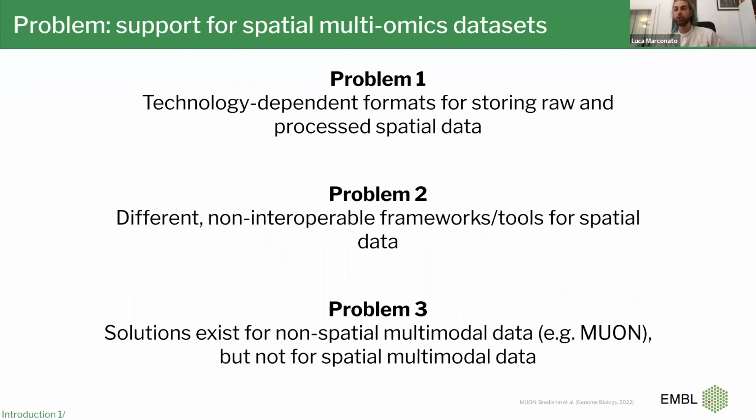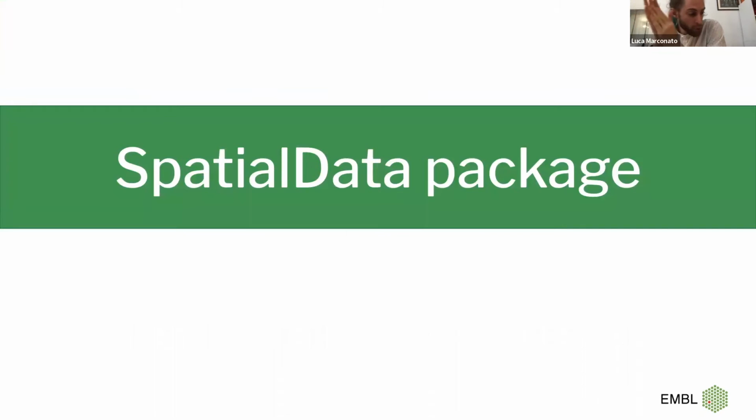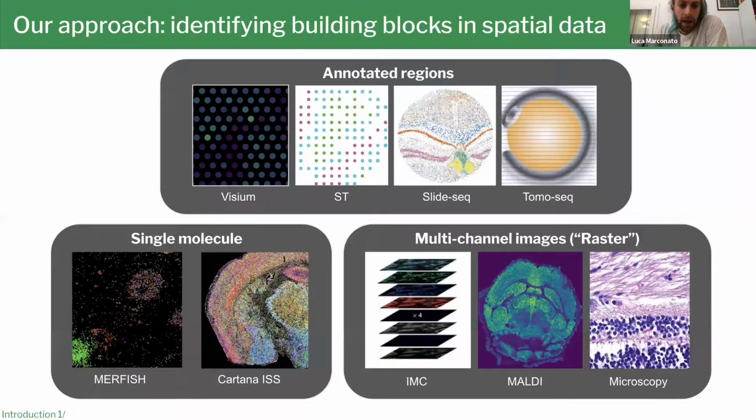So now that I have shown you this, I want to show you the solutions that we propose. The solutions are in terms of 3 Python packages, and let's start with the first one. The first one starts by introducing an abstraction in how the data is represented. I mentioned before that you can classify spatial information into these 3 categories: annotated regions like Visium, single molecule like MERFISH, and then multi-channel images like microscopy or imaging mass cytometry.